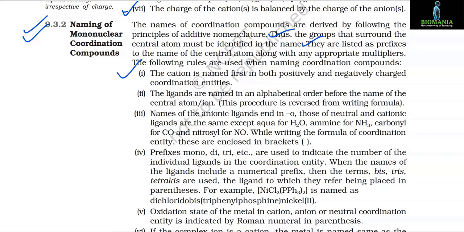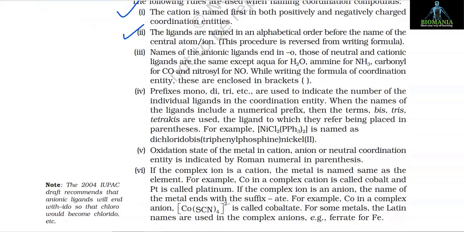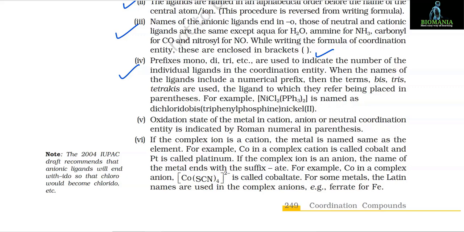Number 1. The cation is named first in both positively and negatively charged coordination entities. Number 2. The ligands are named in alphabetical order before the name of the central atom or ion. This procedure is reversed from writing the formula. Number 3. Names of the anionic ligands end in -o. Those of neutral and cationic ligands are the same except aqua for H2O, ammine for NH3, carbonyl for CO, and nitrosyl for NO. While writing the formula of the coordination entity, these are enclosed in brackets. Number 4. Prefixes mono, di, tri, etc.